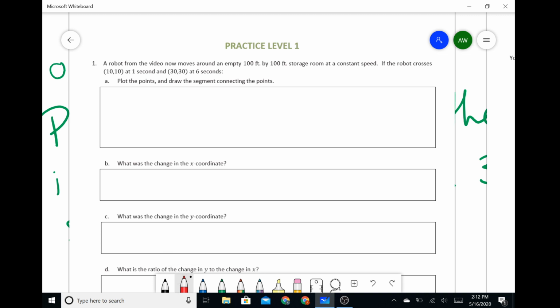A robot now moves around an empty 100-foot by 100-foot storage room at a constant speed. So what this means is that it's always going at the same pace. It's not getting faster or slower. If the robot crosses (10, 10), which is a point in the room, right? That's a location in the room, at 1 second, and (30, 30) at 6 seconds, let's plot the points. All right, so let's try plotting those.